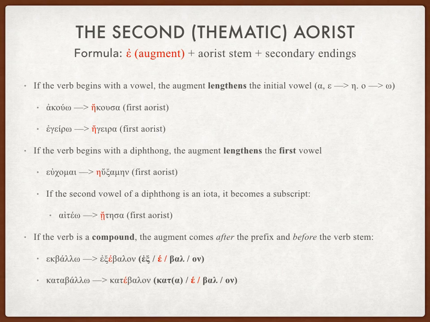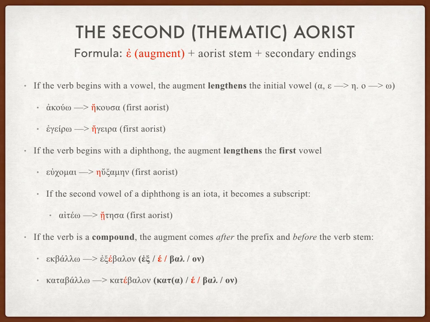So aiteo, when it goes to the aorist, becomes eitesa. What happened there? Well, epsilon and alpha combined into an eta. The alpha lengthens to an eta with the augment. And because the iota is left over from that, and the iota is a relatively weak vowel, it becomes a subscript over time. It doesn't get pronounced as much as some of the other vowels in these combinations. So you get eitesa in the aorist.